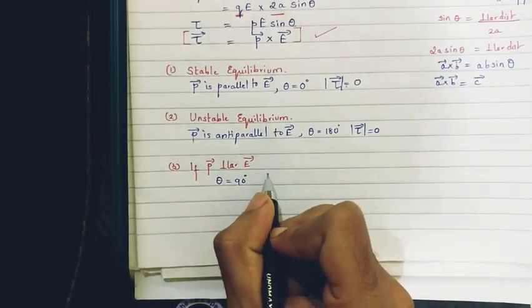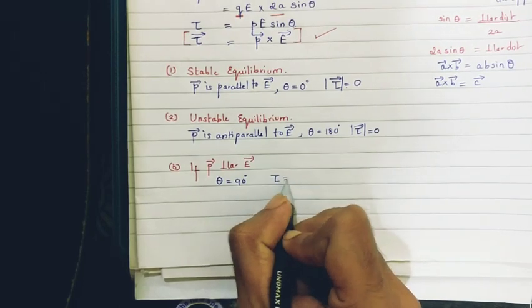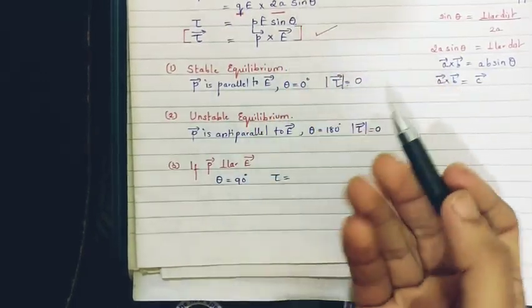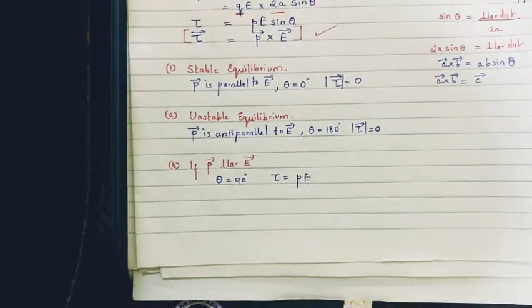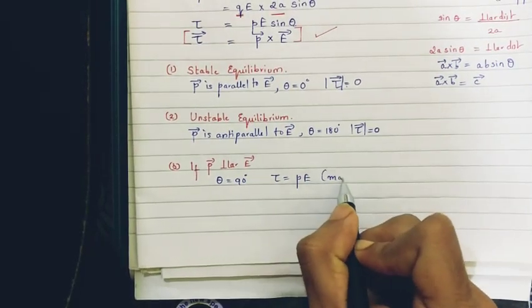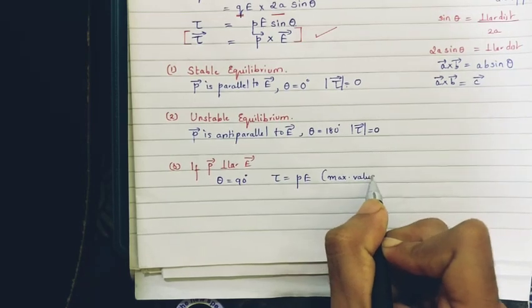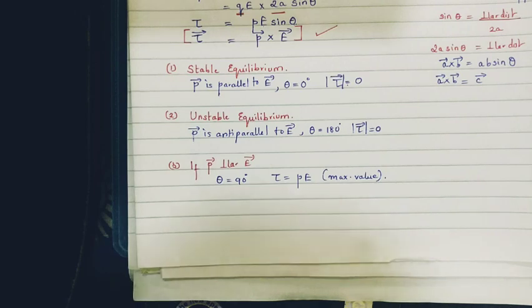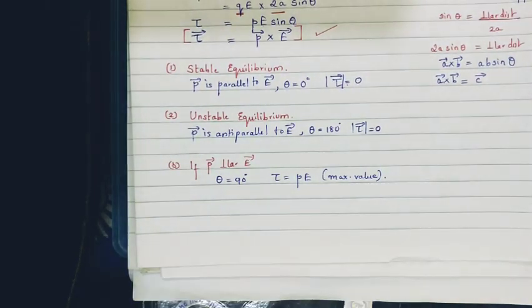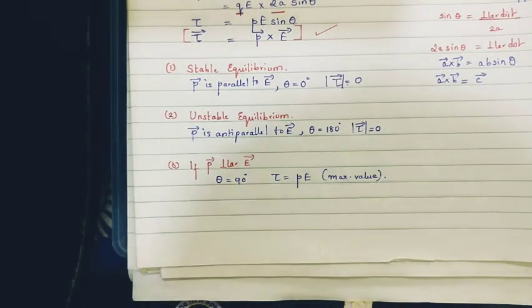In that case your torque is going to be PE sine of 90, and sine of 90 is 1, so it's going to be P into E. This is the maximum value of torque possible. So the torque will be maximum when P is perpendicular to E, and the torque will be 0 when P is either parallel to E or anti-parallel to E. These are the 3 points.